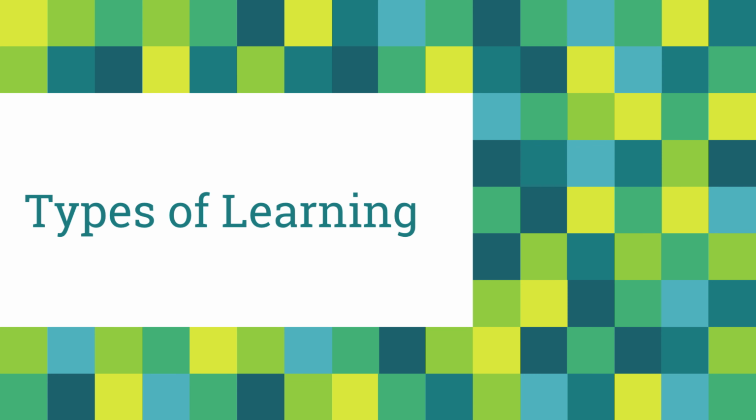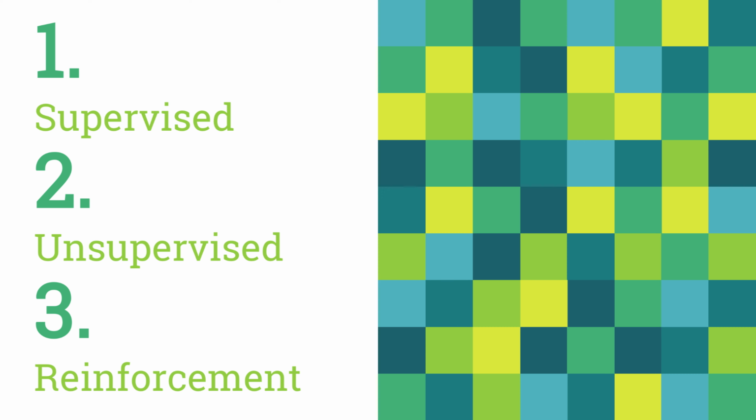Hello and welcome back. In general, any machine learning problem can fall under one of three types of learning: supervised learning, unsupervised learning, and reinforcement learning. So let me introduce you to these three types.